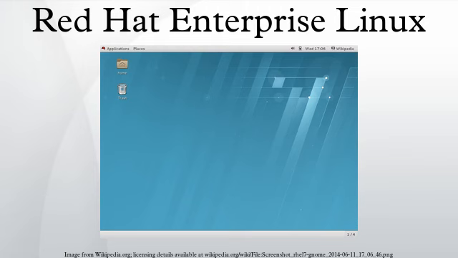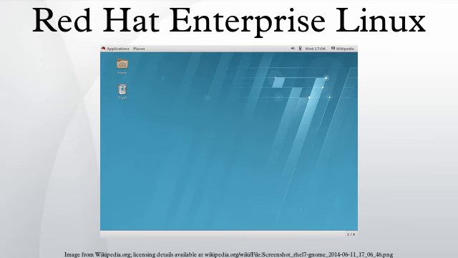RHEL 5, Red Hat Enterprise Linux 5, March 14, 2007. Uses Linux kernel 2.6.18-8.5.1, also termed Update 1, November 7, 2007. 5.2, also termed Update 2, May 21, 2008. 5.3, also termed Update 3, January 20, 2009. 5.4, also termed Update 4, September 2, 2009. 5.5, also termed Update 5, March 30, 2010. 5.6, also termed Update 6, January 13, 2011. 5.7, also termed Update 7, July 21, 2011. 5.8, also termed Update 8, February 20, 2012. 5.9, also termed Update 9, January 7, 2013. 5.10, also termed Update 10, October 1, 2013.